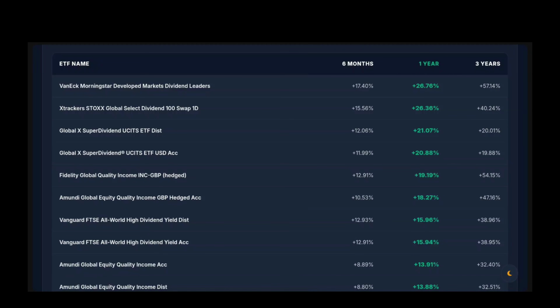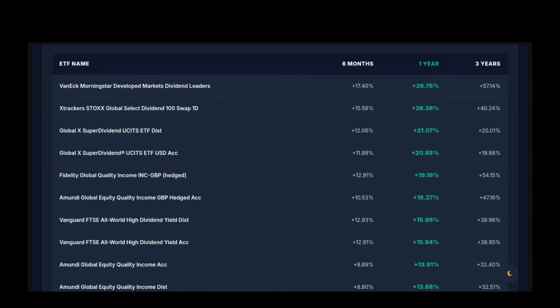We then have the Fidelity Global Quality Income hedged. 6 month is 12.91%, 1 year is 19.9%, 3 years is 54%. So what's interesting there is the 3 year has actually been quite near the top of the list. If we looked at the 3-year measure, it would actually be second on this list.